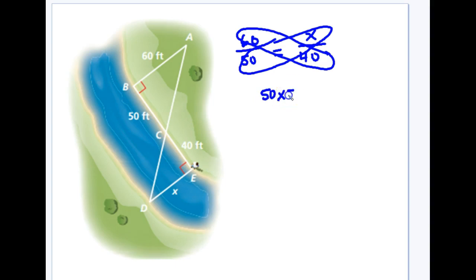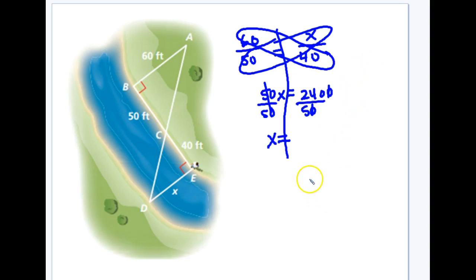50x is going to be equal to 60 times 40. Easy way to do that is say 6 times 4 is 24, and then add my 2 zeros. Then I'm going to go ahead and divide both sides by 50. I'm going to cross off my last zeros there. And so this is going to give me x is equal to 5 goes into 240.